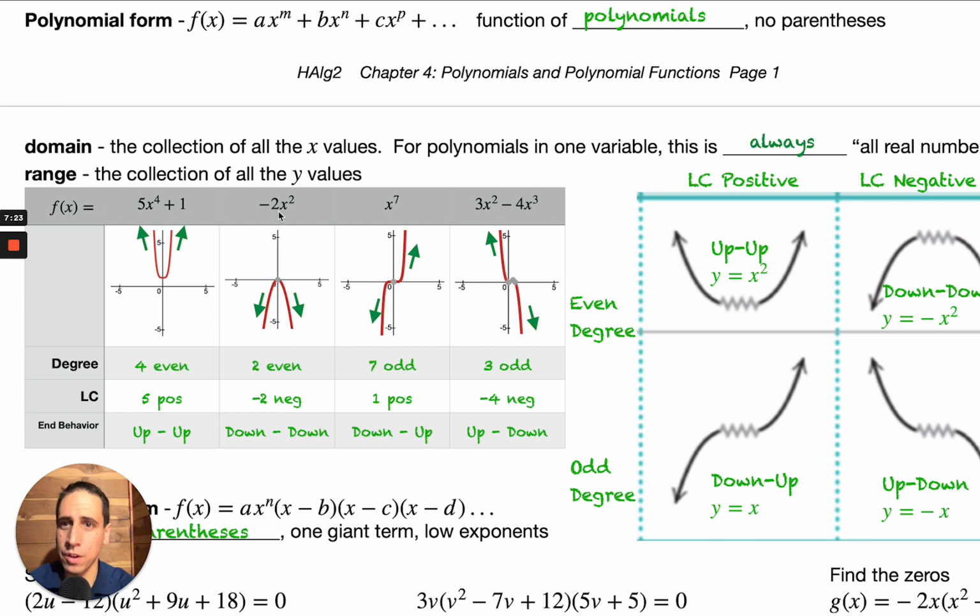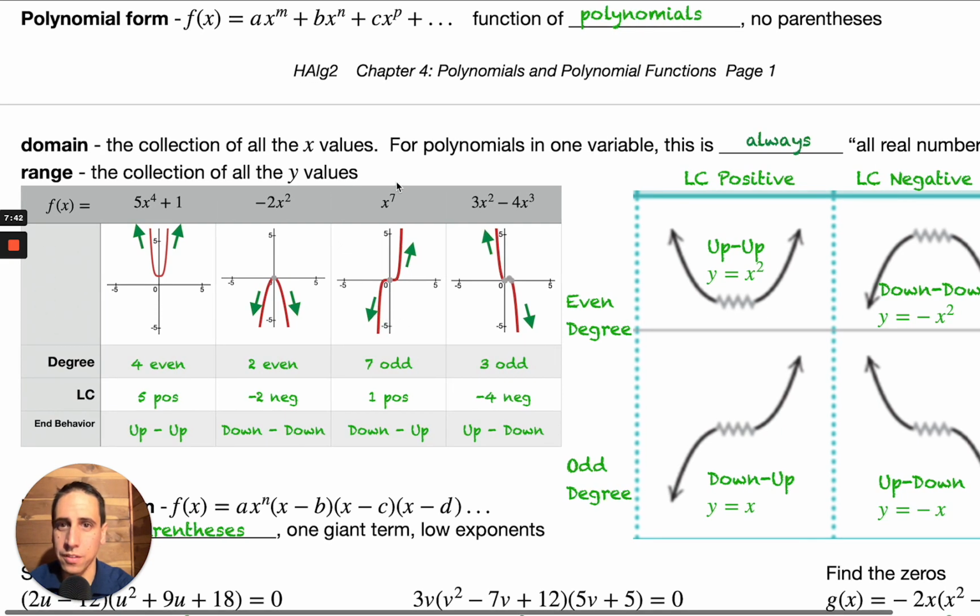If the degree here is 2, that happens to be even, and the leading coefficient is negative 2, you can see one big change is that this is pointing downwards. It's opening downwards. We're going to call this down, down end behavior, because as x goes to negative infinity, the y values go to negative infinity as well.